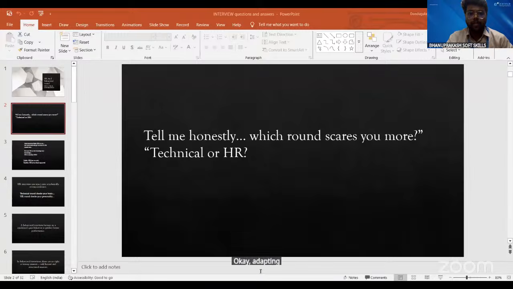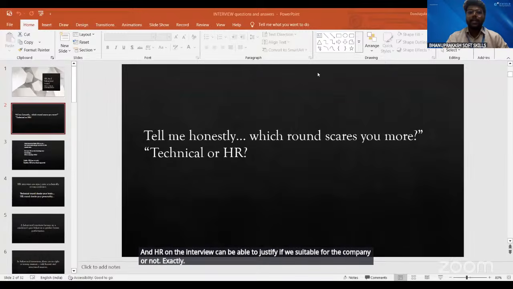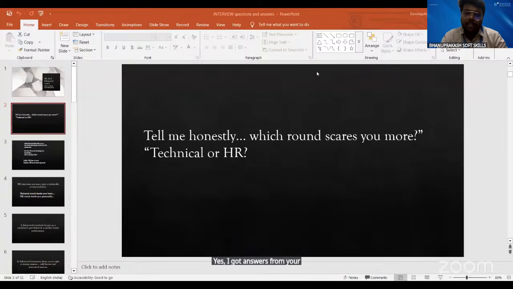Okay, adapting to the surroundings. Okay, critical thinking. Personality. To evaluate candidate soft skills, knowledge, personality check, communication. To check behavior. And the HR interview can justify if we are suitable for the company or not. Exactly. Yes, I got answers from your end, thank you so much.